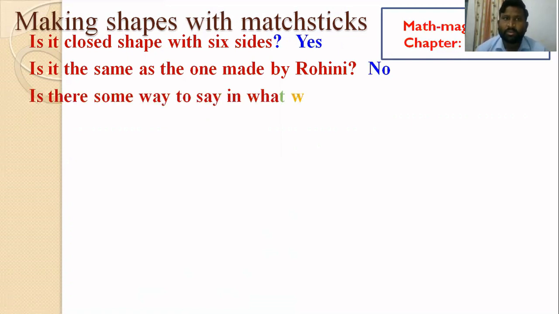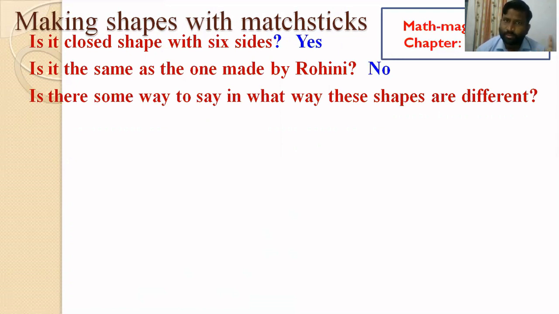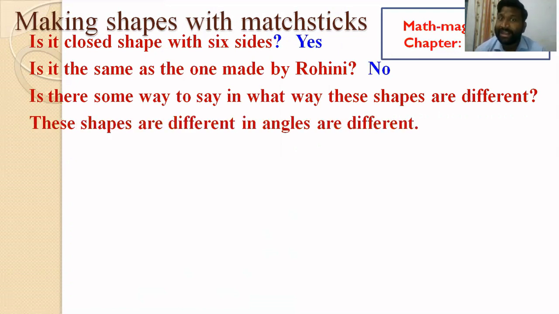Okay. So is there some way to say in what way these shapes are different? These are different, but can you say any specific way how these shapes are different? Yes, we can say. These shapes are different in angles. Okay, they are different because one side's angle with another side is in a different way. In some way like this, some way like this, so angles are different.